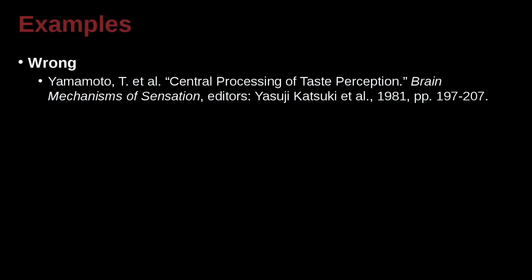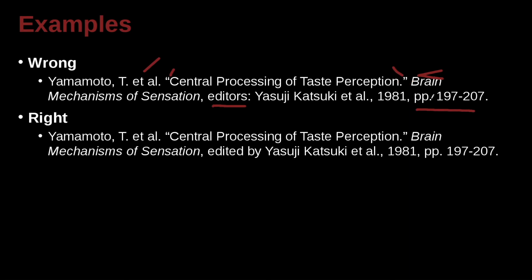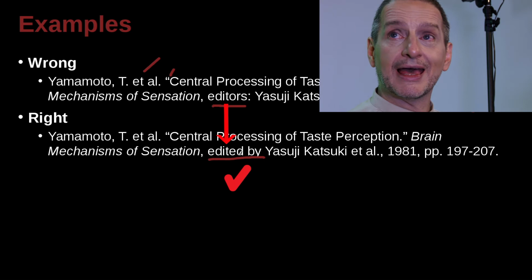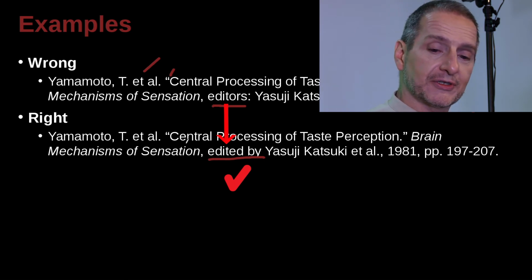See some examples. Yamamoto T et al. So we must have three or more authors. And this is inside something larger, so we have the quotation marks, "Central Processing of Taste Perception." It's inside the journal called Brain. Mechanisms of Sensation. Oh no, it's inside of a book, I see. This is a book, Brain Mechanisms of Sensation, and this book has editors. And this came out in 1981, and these are the pages of the chapter we're citing. But the actual correct way to write that is edited by. So MLA is very clear on this. It wants you to write edited by, not just editors.